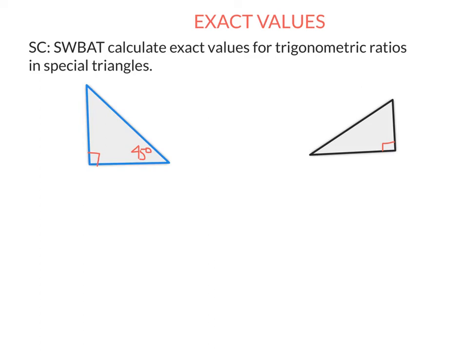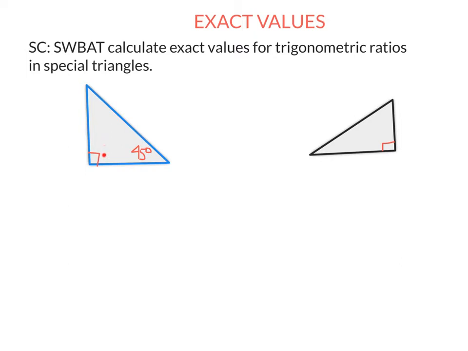Thank you so much for tuning into this video on exact values. What we're going to do in this video is learn how to calculate some exact values of sine, cos, and tan. You don't always get exact values. If you put sine 11 into your calculator, you just get a seemingly random, irrational number. But there are some angles for which sine, cos, and tan give you exact values. So that's what we're going to look at here.